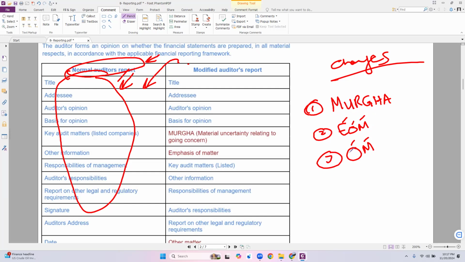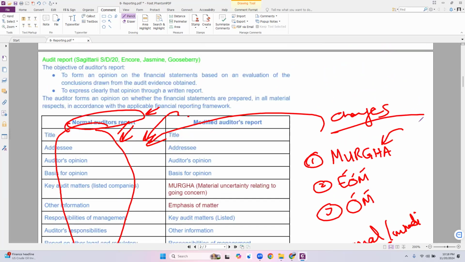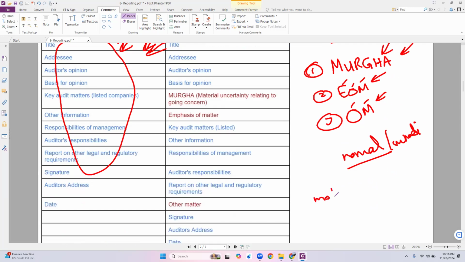Whenever any of these three paragraphs is added to the normal report, it is no longer a normal audit report. The normal audit report is an unmodified audit report. Whenever any one of these, or any two, or all of these paragraphs are added, the audit report is known as a modified audit report. Got it? Do you understand this? Remember this for your practical life as well.